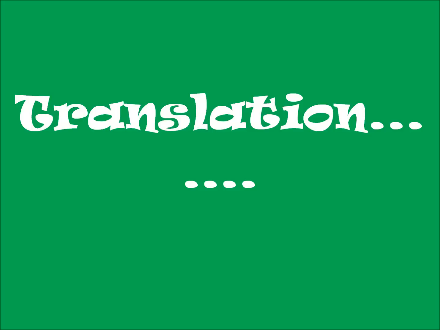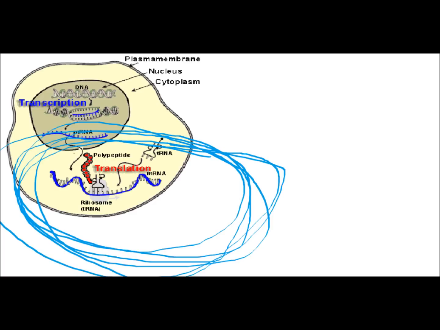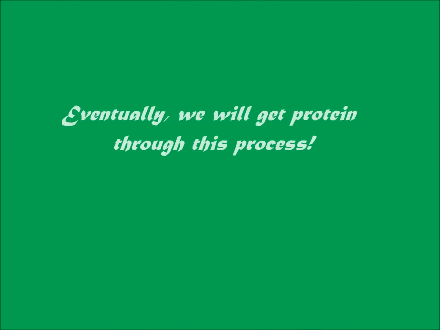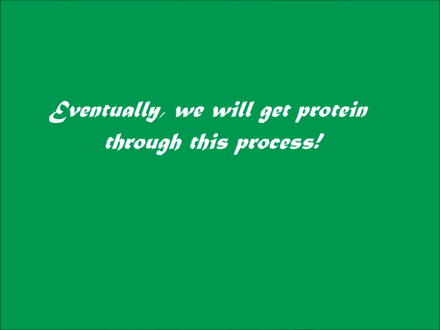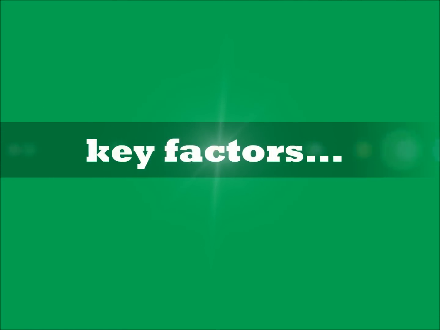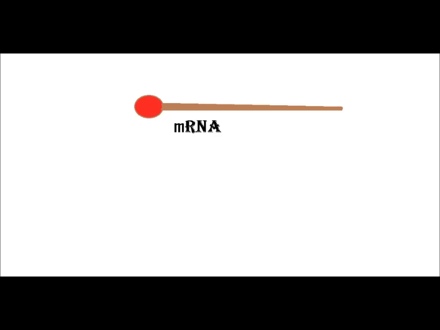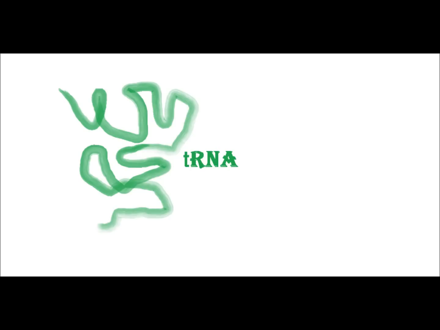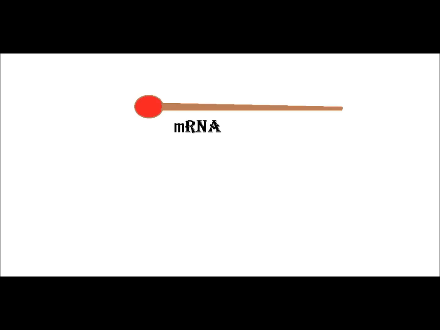Okay, here we go. Translation is the process of synthesizing the protein from an mRNA template. Remember, in the first step we got ourselves an mRNA template through transcription, and now we want to somehow get protein from it in the process of translation. There are a few key factors that play major roles in the process of translation. One of them is the mRNA, obviously. Then the ribosomes. The tRNA also plays a part. One thing to know is that the mRNA contains codons that will encode for specific amino acids.